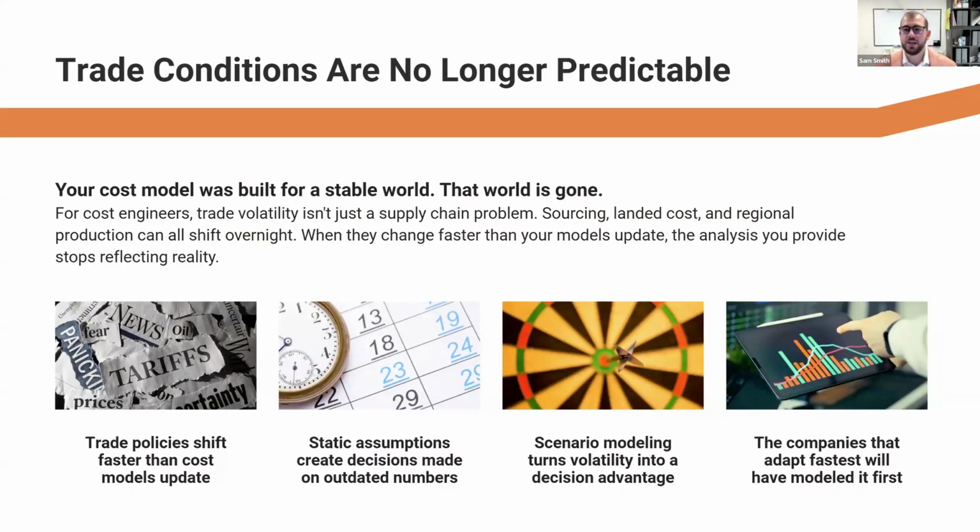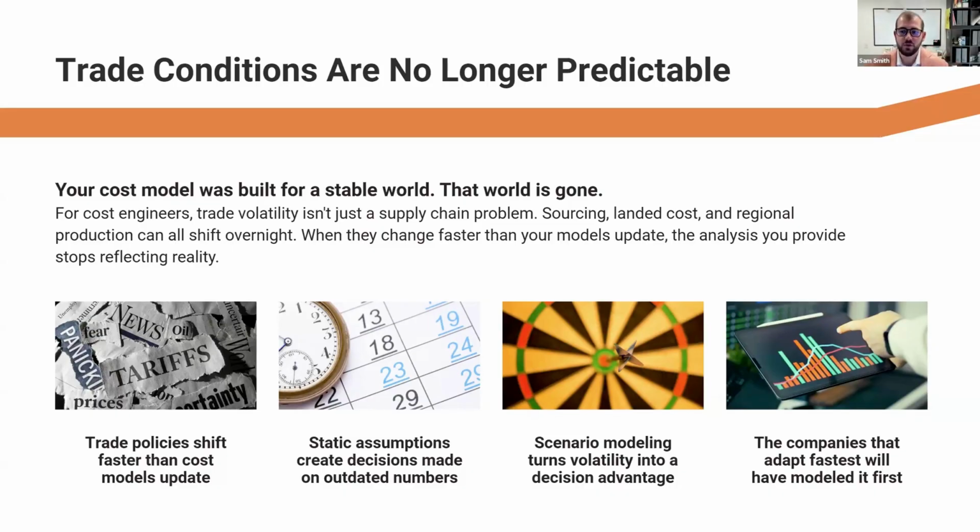Let's start with an honest picture of where most organizations are today. Most cost models were built for a stable world. Standard costs were set once a year. Tariff rates were treated as fixed inputs. Sourcing assumptions are baked in and rarely revisited. And that approach worked well enough when the environment didn't change faster than our model update cycle. The issue is that's no longer the world that we're operating in.